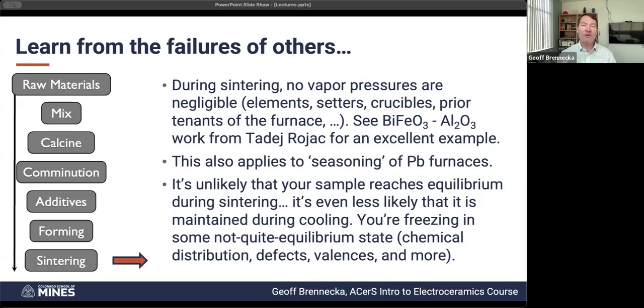And just keep in mind that during sintering, no, vapor pressures are not negligible. So we always pretend as if they are. We're lazy and assume that the furnace is a magical black box that we throw it in and it gives us heat and nothing else. Except every time you stick your sample in a hot furnace, your sample is the cold finger. Your sample is the coldest thing around for a while.